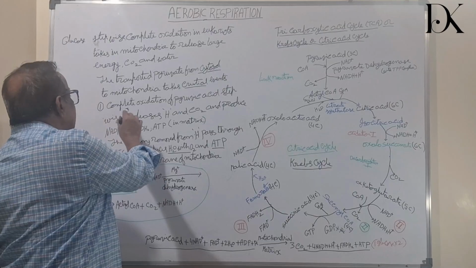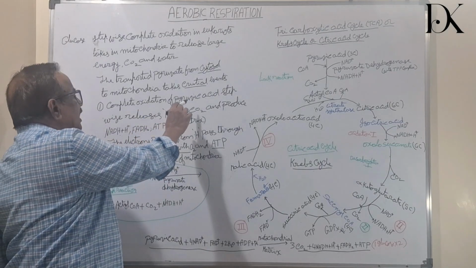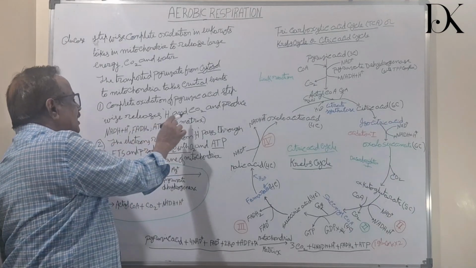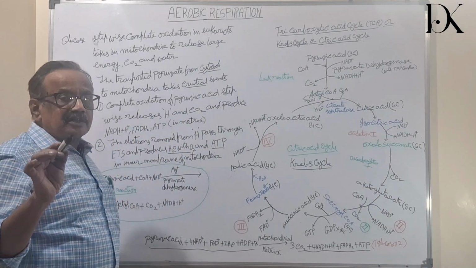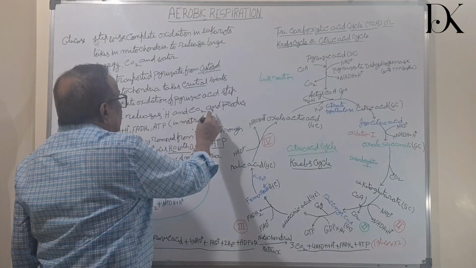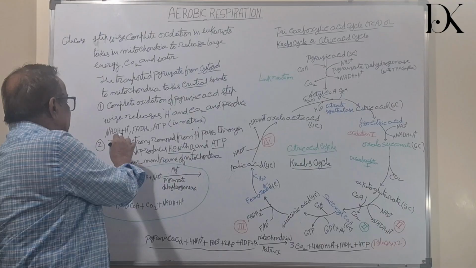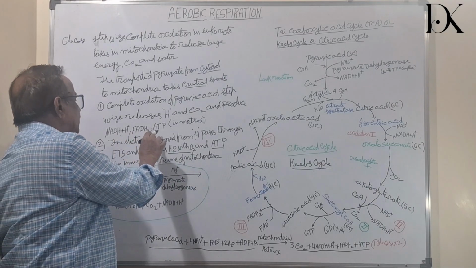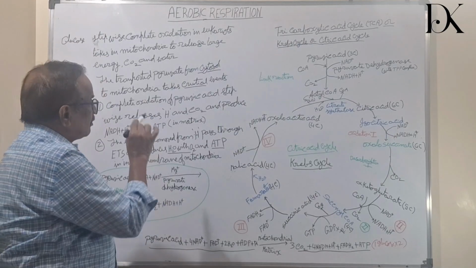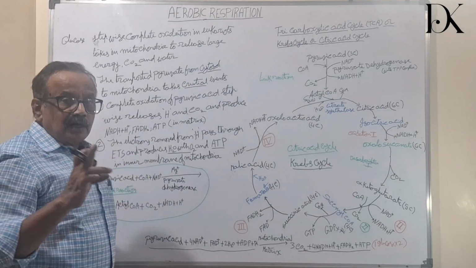First event, complete oxidation of the pyruvic acid stepwise releases hydrogens and carbon dioxide. Carbon dioxide means carbons will be released in the form of carbon dioxide, and produces NADH plus, FADH2, and ATP. In the matrix it takes place. All that I briefly wrote, all are the neat bits.